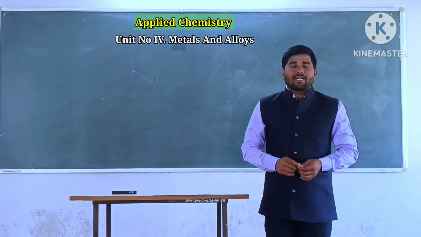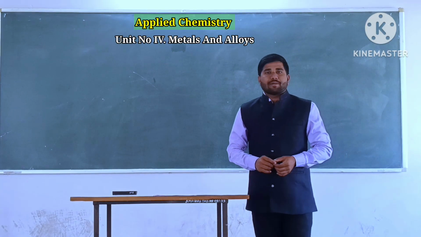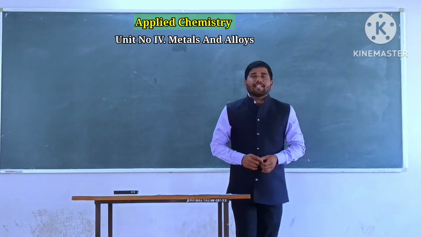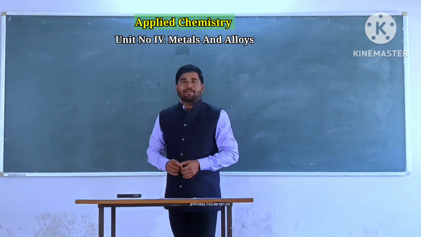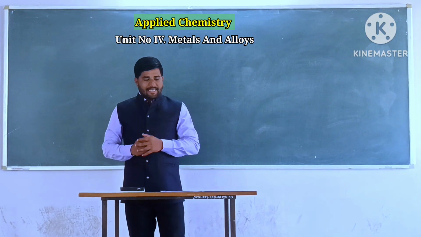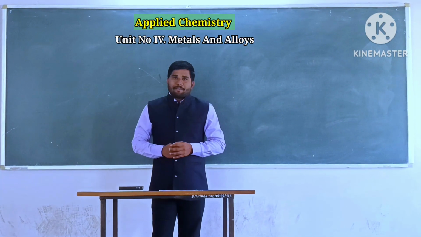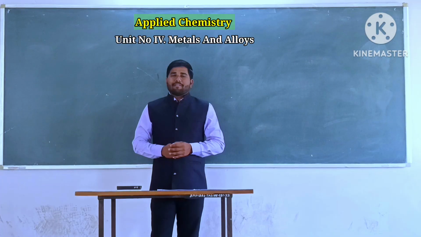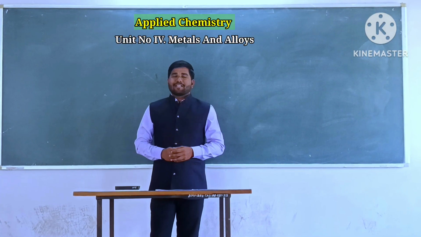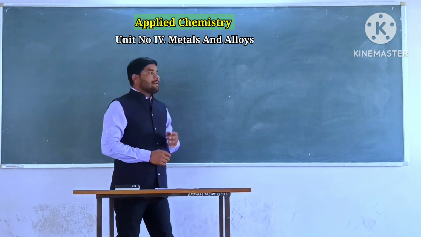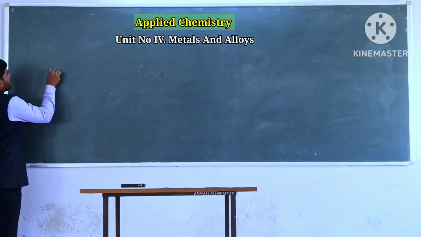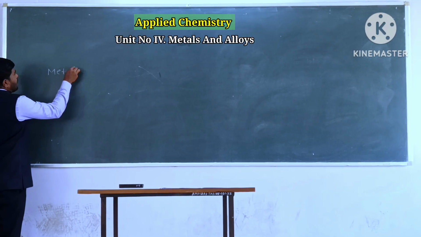Today we are going to learn the next concept in chapter number 4, that is metals and alloys. We know that in our previous lecture we learned the occurrence of metals. So in this lecture we are going to start a very basic and very simple concept in chemistry, and that concept is nothing but metallurgy.